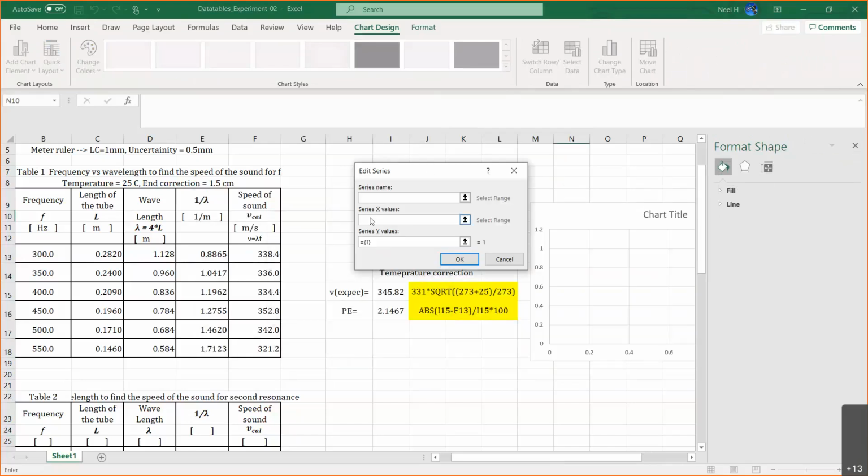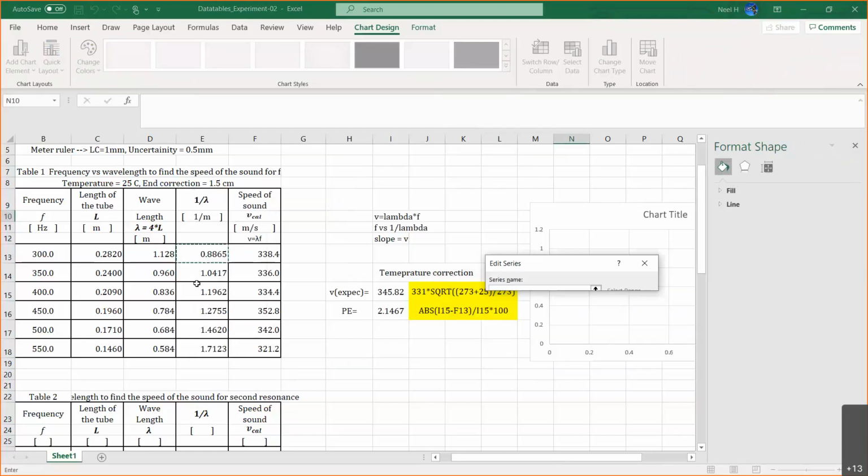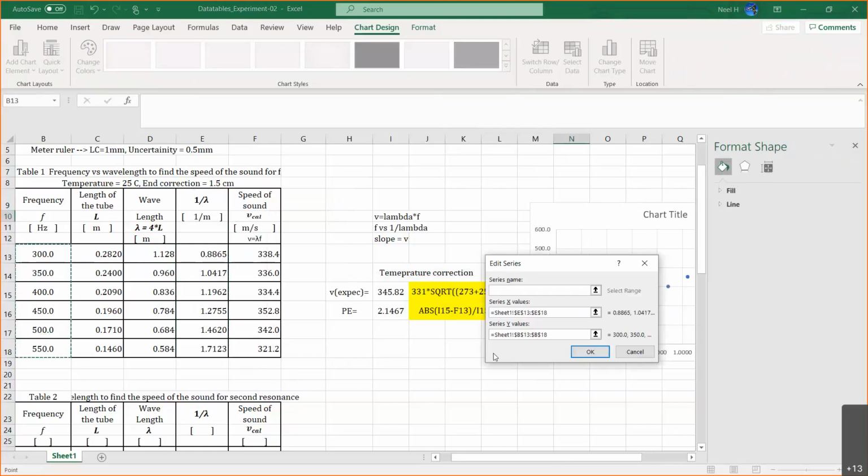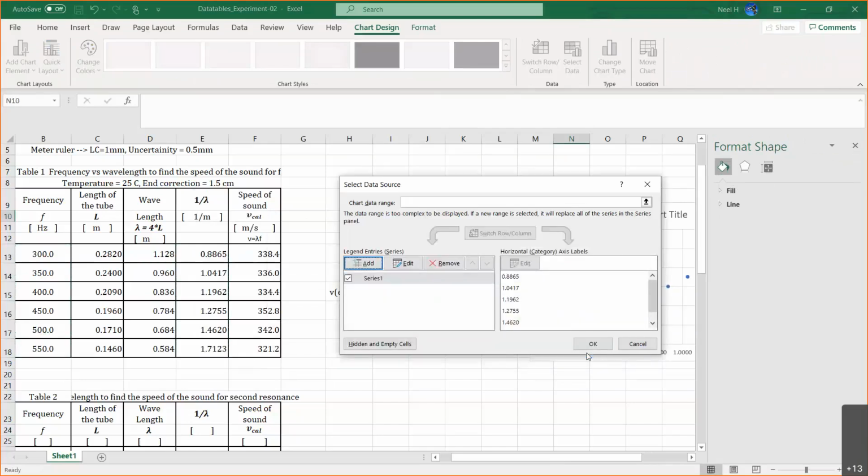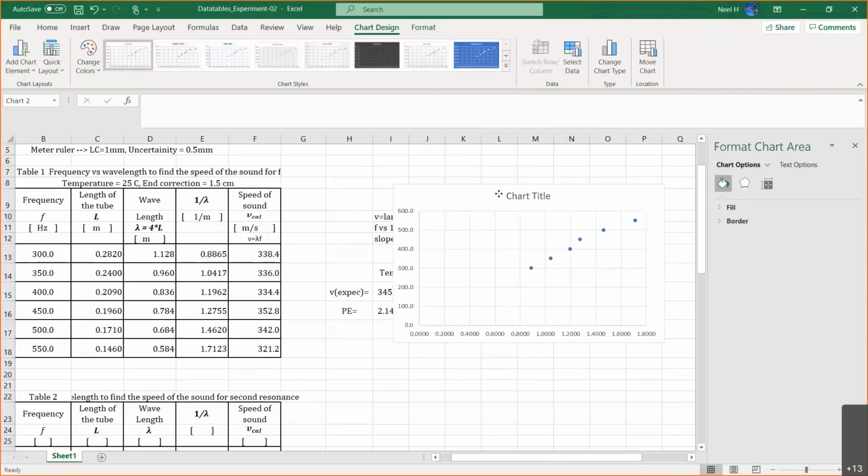Then we'll select the x values. In this case we're interested in a graph of f versus 1 over lambda. So the x value should be 1 over lambda, and then y should be frequency f. And click OK. Click OK again. Then I should get a linear graph, fairly linear, with 1 or 2 points going off. That's very normal.